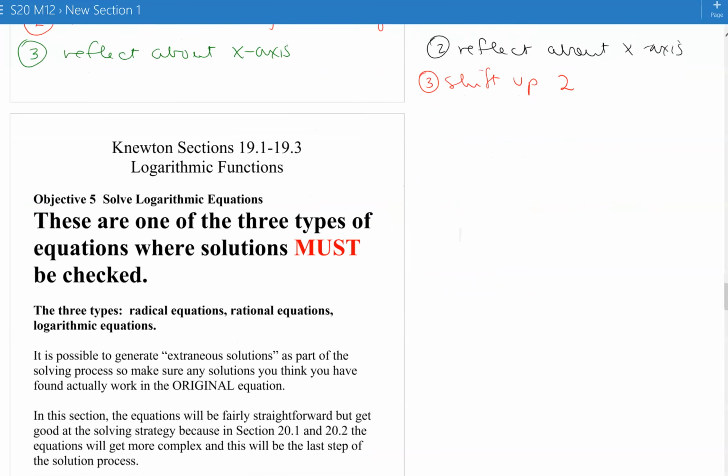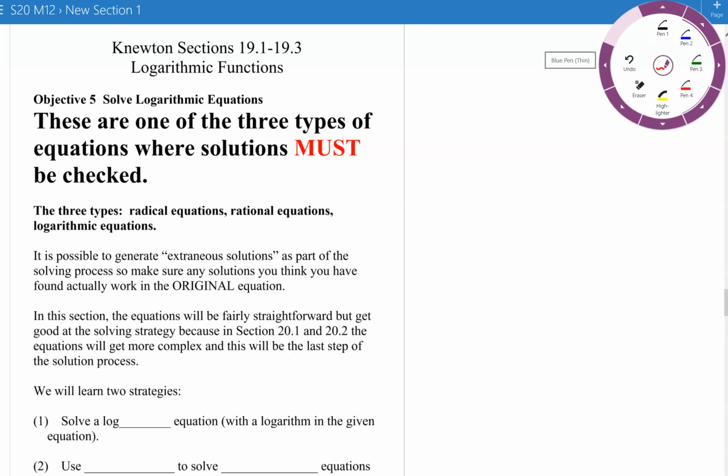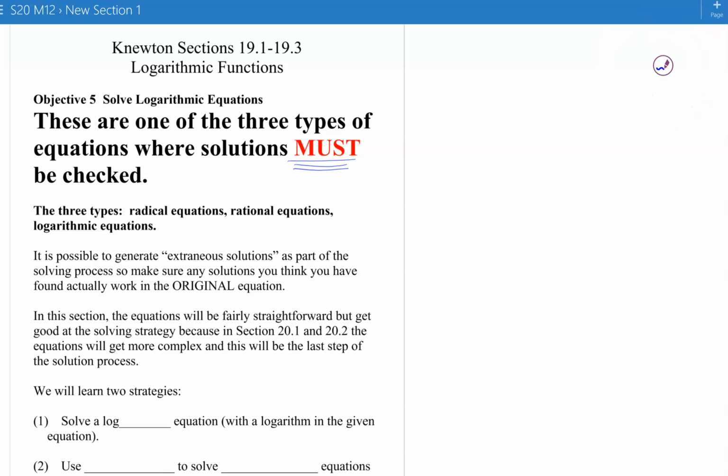So the fifth thing in this lesson is solving logarithmic equations. And there's 3 types of equations where you must check your answers. Solving logarithmic equations is one of the 3 because you can come up with extraneous solutions. So remember radical equations, we found that we could get extraneous solutions that didn't work.